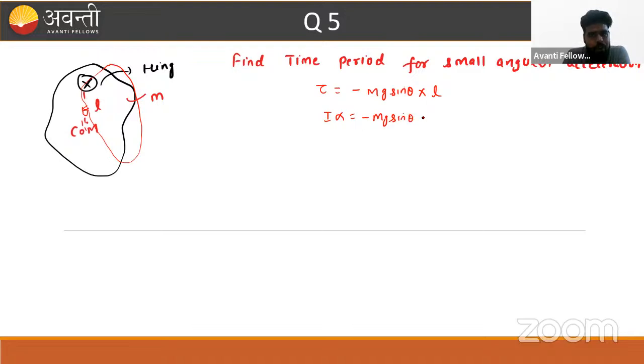What I observe in our experience, most of the students commit a mistake at this point. What is I? Everybody knows I is the moment of inertia, but here I is the moment of inertia about which axis? If you know the answer, you can comment in the chat box. Anybody can tell me? So what is our answer, beta? About the hinge point.